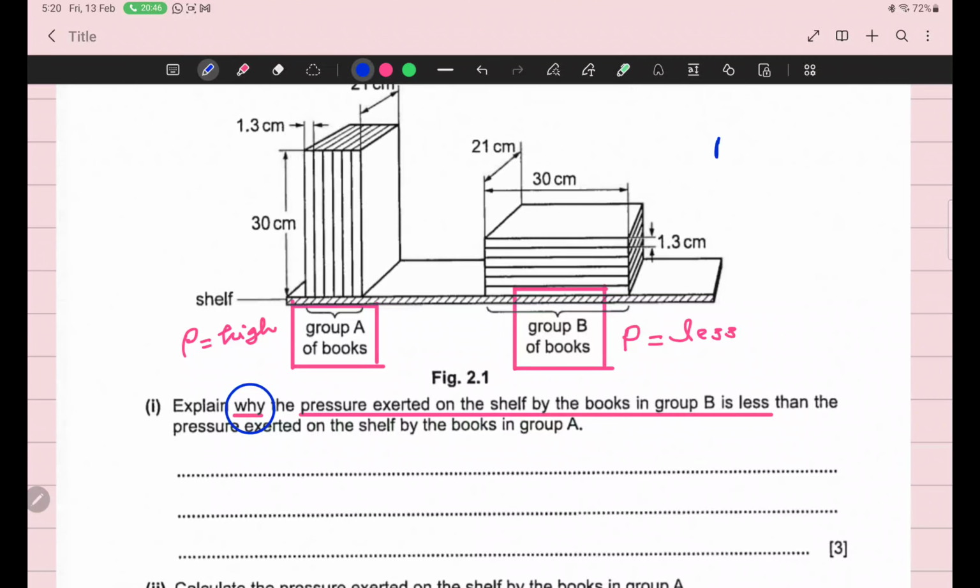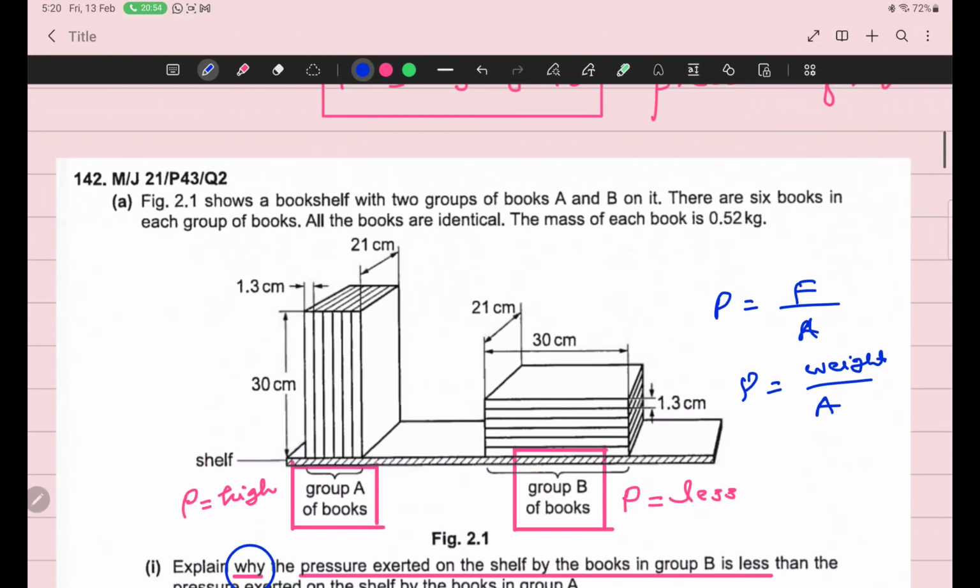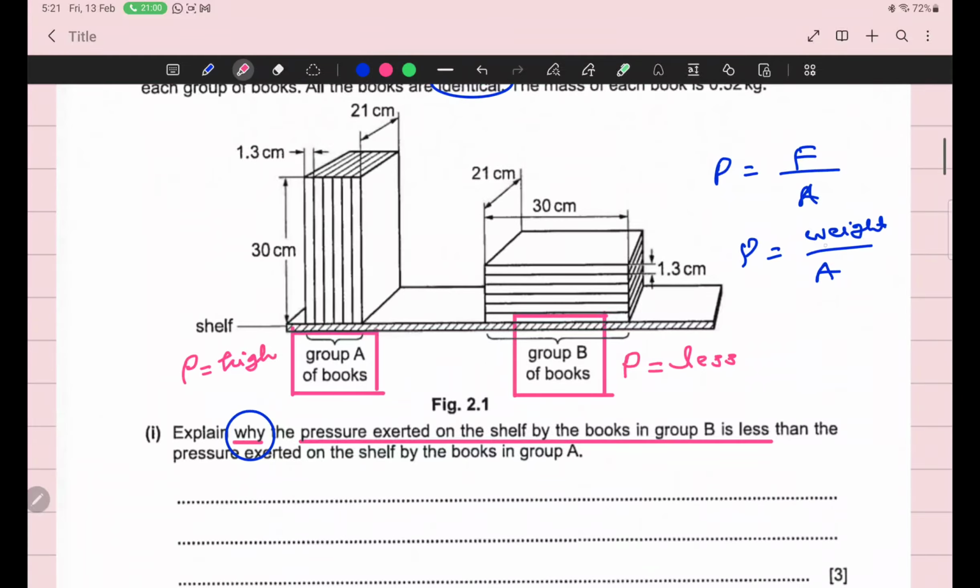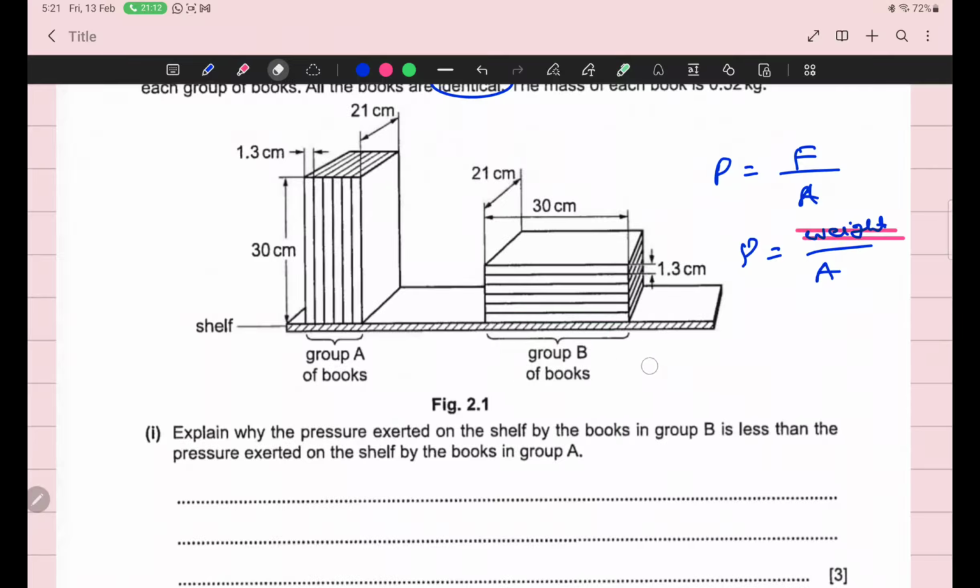And remember, sir, pressure is force per unit area and force is weight. The weight of the books is the same because the books are identical. It means weight has no effect. Only the key word to explain is area. Now you can see the surface area in contact with the shelf. This is large area in contact with the shelf.